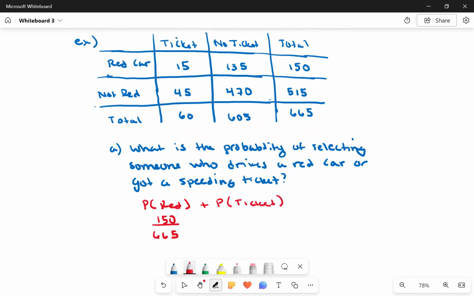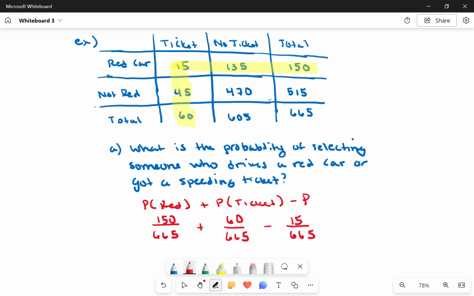Okay. So all the people who got a ticket, that's these people right here, right? All of those people got a ticket. So there's 60 total out of 665. Okay, but here's the problem. The 15 got counted twice. The people here, that 150 counts the 15, and so does the 60. So that group got double dipped. Okay, so we need to subtract that group of people out because they got counted twice.